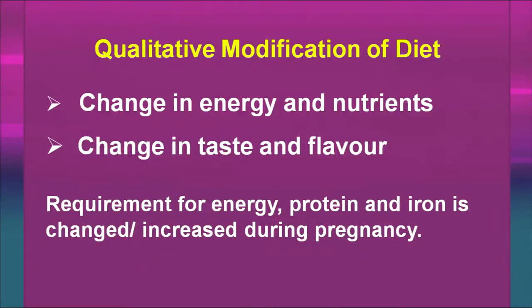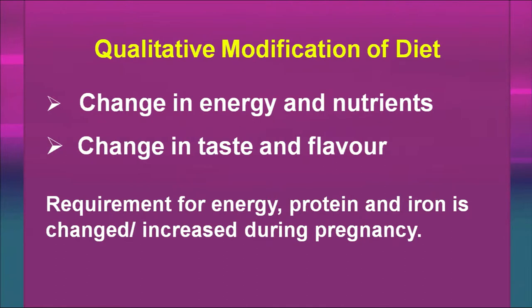When we are talking about the qualitative modification of the diet, quality can be changed in terms of energy and the nutrients, because this is not visible. Size of the bowl was visible, quantity of the food was visible. Quality means there is a change in the energy and the nutrient, and there is also a change in taste and flavor. For example, nutrients like energy, protein, and iron are changed or increased during pregnancy.